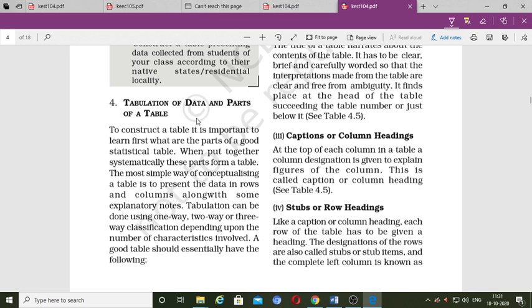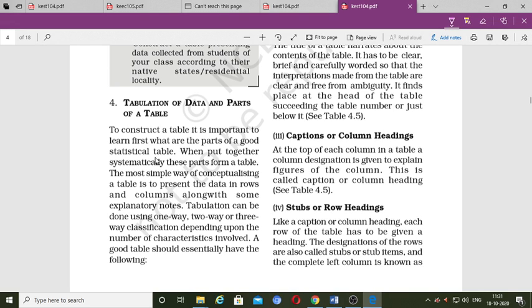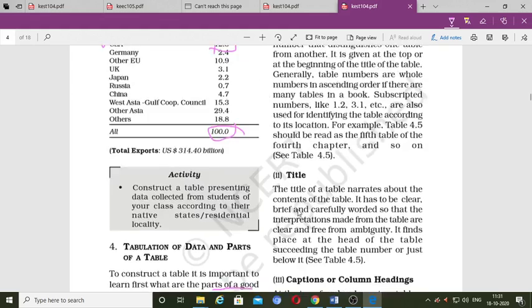It is a very important question, students. You can understand it quite well from this NCERT book. To construct a table, it is important to learn first what are the parts of a good statistical table. Okay, first of all, you need to learn what are the different parts of a statistical table. Okay, let us see these parts of the table.